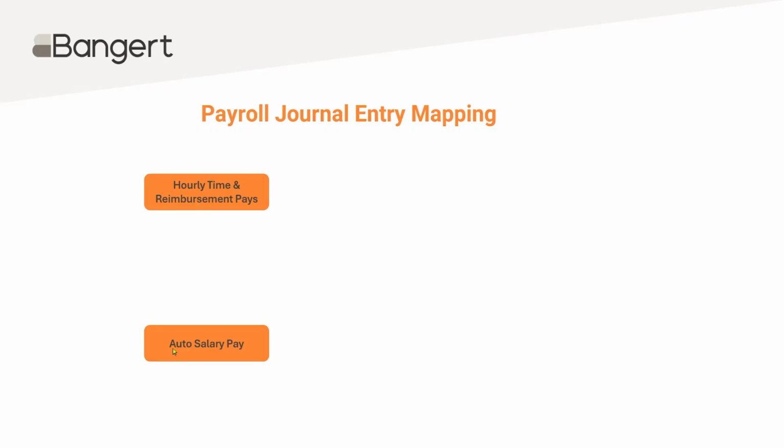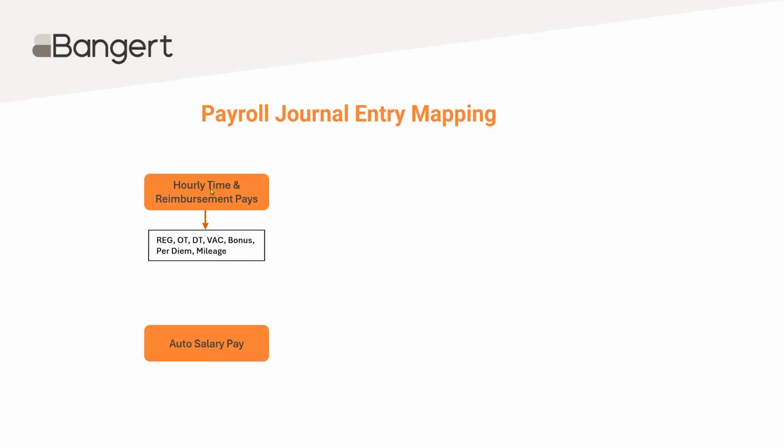Then, like I mentioned earlier, you can do auto salary pay. We're not going to enter any time entries for the auto salary. It's just going to automatically add it when we generate a check. So there's two methods, and they get the mapping a little bit differently.